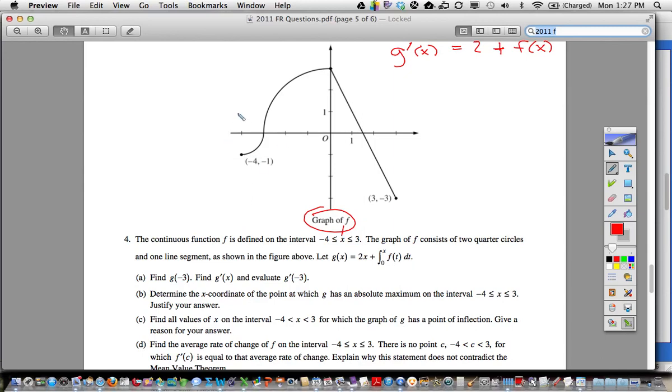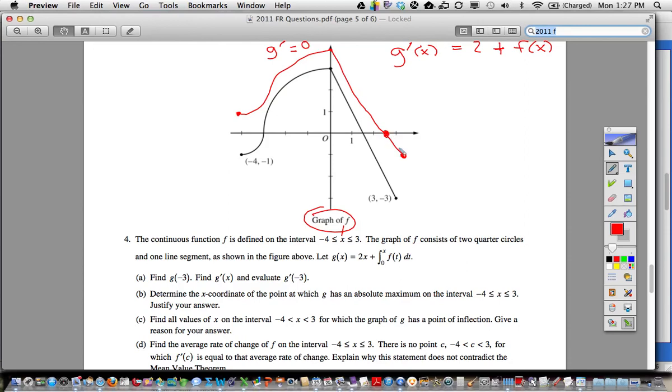So if I was going to graph the g prime graph, it would look something like this, wouldn't it? This red one would be the g prime graph. And guess where it's 0? Didn't we solve that already?